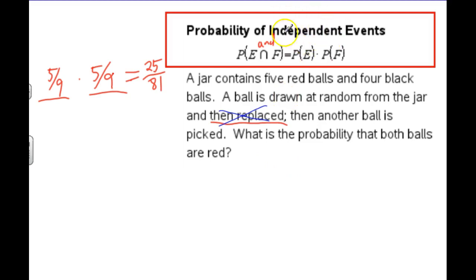No longer is this an independent event, because your first pick had an effect on the second pick. So if you don't replace, it absolutely is not independent. It is a dependent event. So let's figure that out. It's going to be a slightly different calculation.